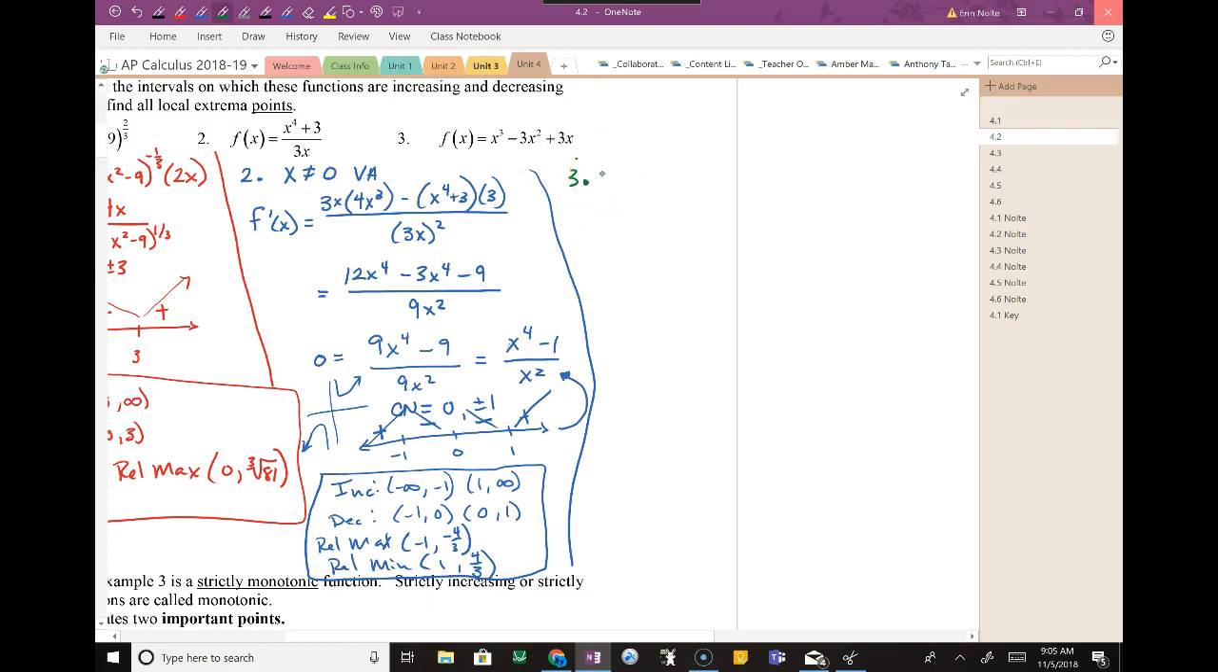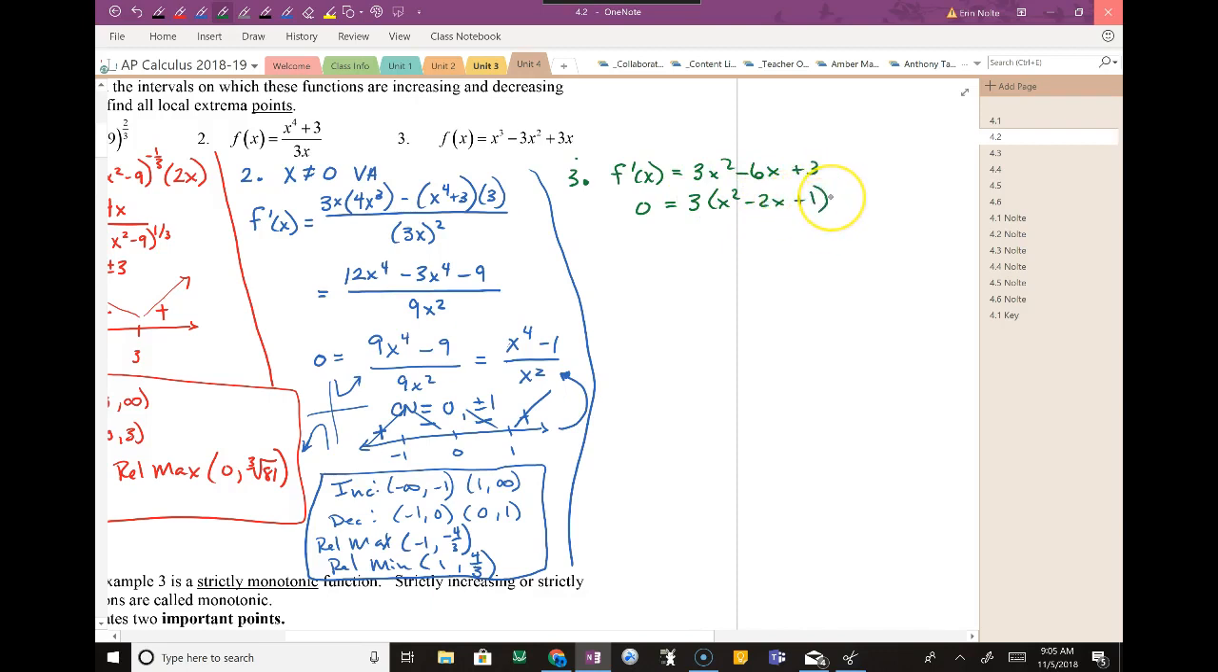Alright, so question number 3, do I have any domain restrictions? No. Nope, so I go straight into deriving the function. What is the derivative? 3x squared minus 6x plus 3. So then if I set that equal to 0, I can pull a 3 out and then we can do an easy method on this.